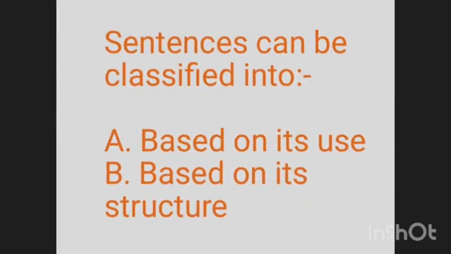Now, sentences can be classified into two groups. The first one is based on its uses. The second classification is based on its structure. So we divide sentences into two groups: based on how it is used and based on how it is formed, which is the structure.